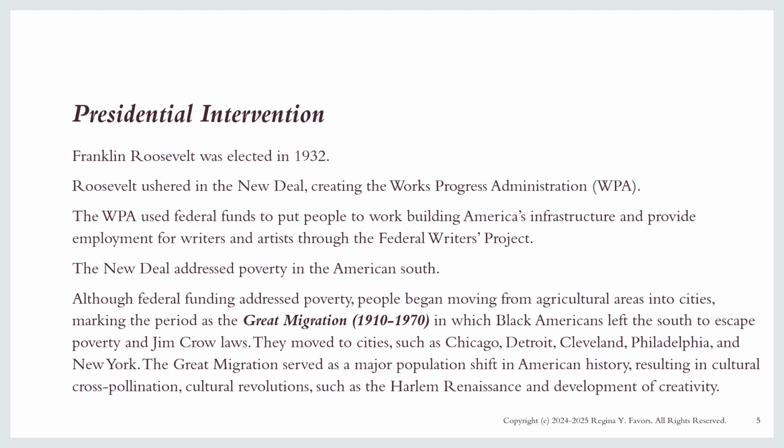Although federal funding addressed poverty, people began moving from agricultural areas into cities, marking the period as the Great Migration, in which Black Americans left the South to escape poverty and Jim Crow laws. They moved to cities such as Chicago, Detroit, Cleveland, Philadelphia, and New York. This served as a major population shift in American history, resulting in cultural cross pollination, cultural revolutions such as the Harlem Renaissance, and development of creativity.